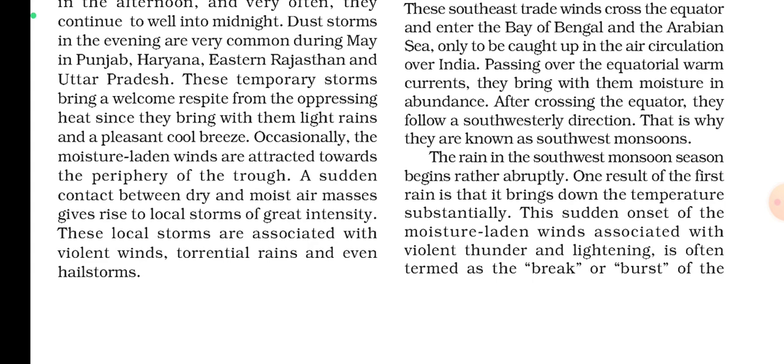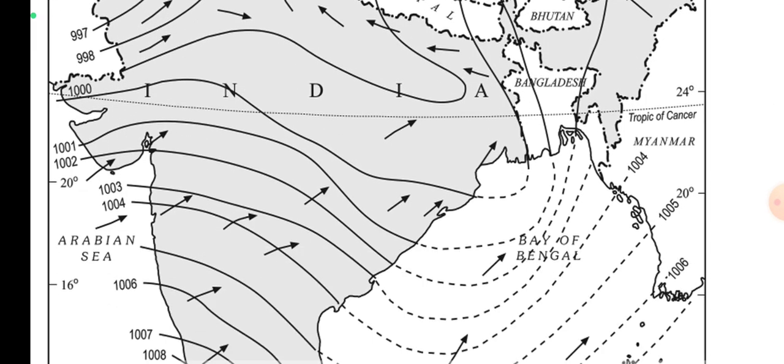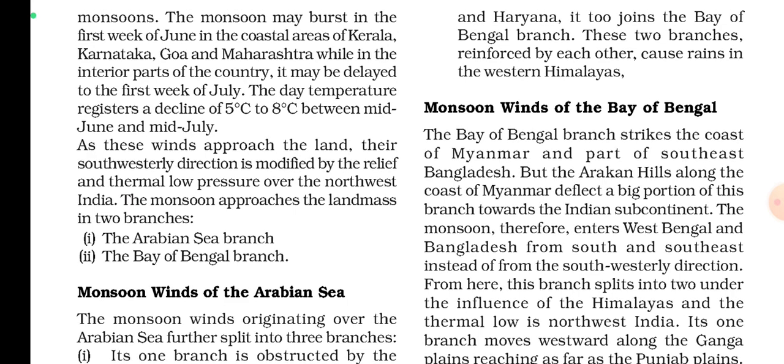This sudden onset of the moisture-laden winds associated with violent thunder and lightning is often termed as the break or burst of the monsoon. The monsoon may burst in the first week of June in the coastal areas of Kerala, Karnataka, Goa and Maharashtra, while in the interior parts of the country it may be delayed to the first week of July.